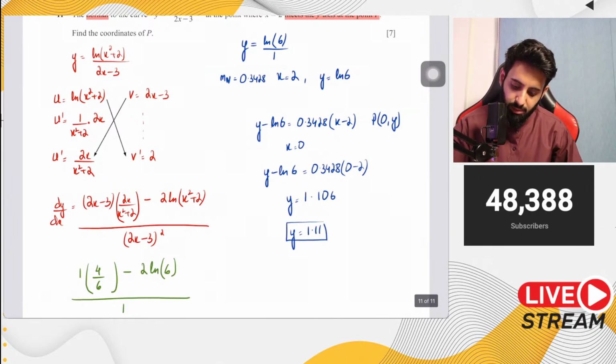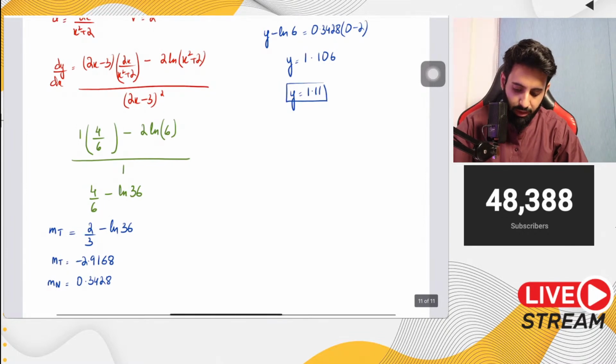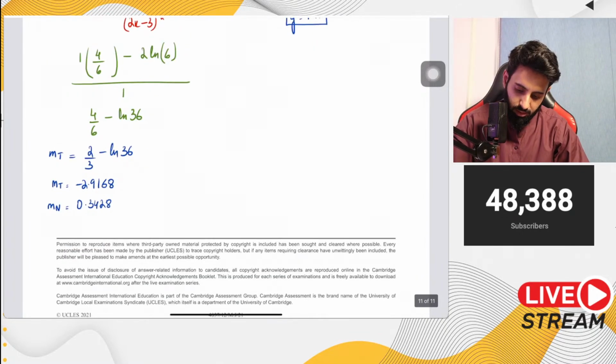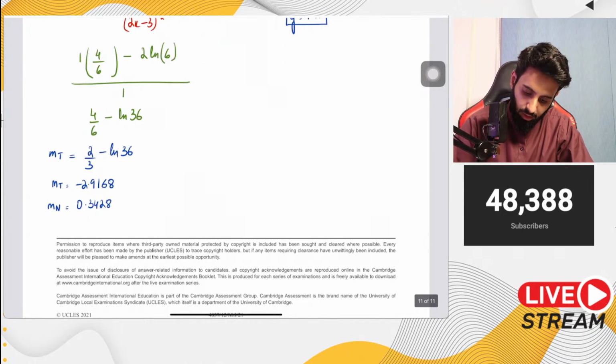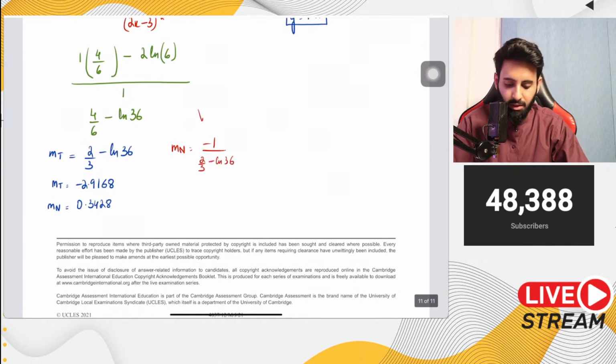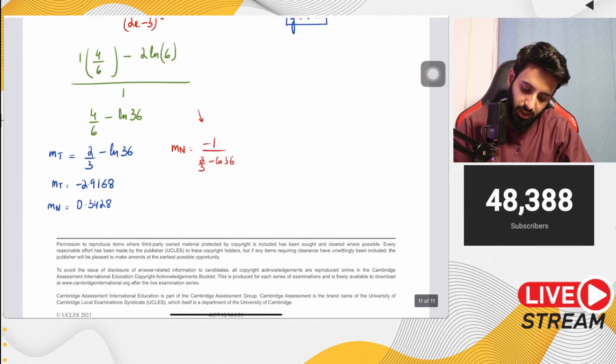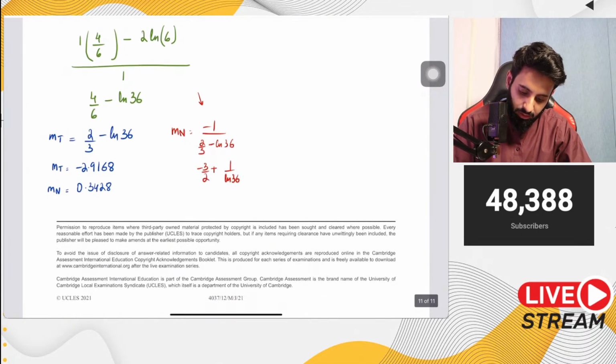ठीक है, अगर हम इसको exact form में करते ना, तो चलो मैं आप लोगों को इसको exact form में भी करके बता देता हूँ. ठीक है. Okay, let me think. If we do this in exact form, in that case, the gradient of normal would have been minus 1 upon 2 upon 3 minus ln 36. And then this would have been your gradient, and you could have simplified this further and written this as minus 3 upon 2 plus 1 upon ln 36. And then you can use a rule of logs over here and write it like this: minus 3 upon 2 plus ln 36 to the power minus 1.